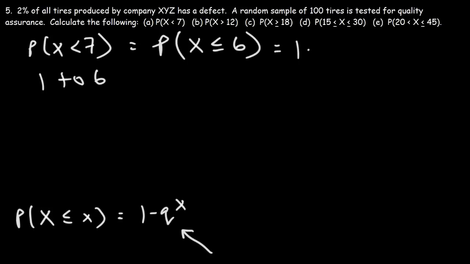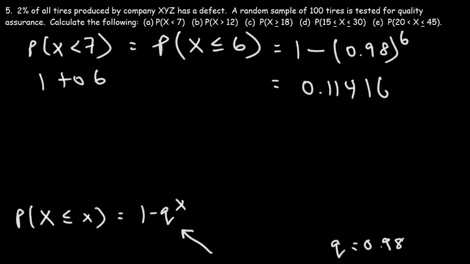So this is going to be 1 minus, now keep in mind q is still 0.98 and p is 0.02. So this is 1 minus 0.98 raised to the 6th power. And that is going to be 0.11416. So there is approximately an 11.4% chance that a defective tire will be identified within the first 6 samples.